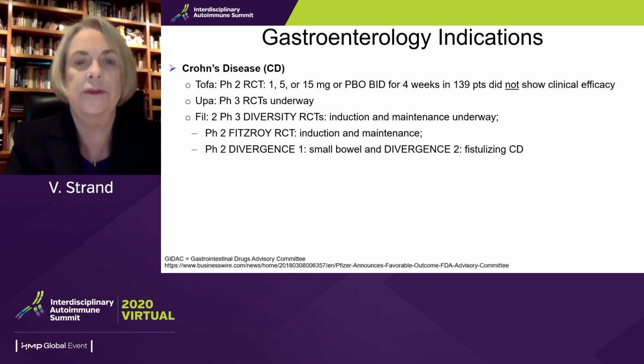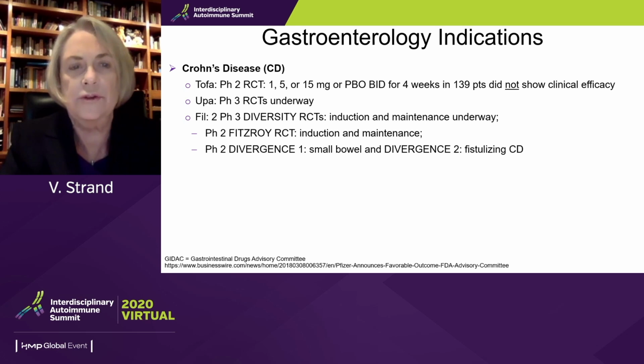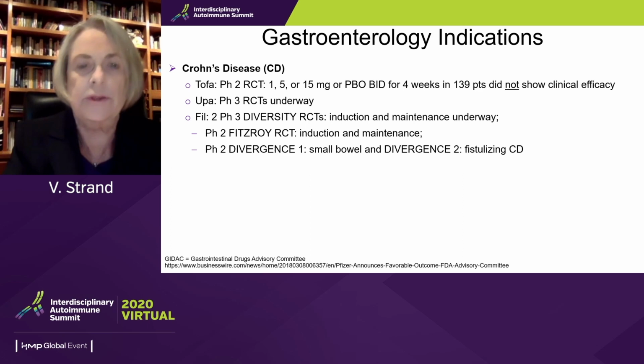Well, Crohn's disease, interestingly, tofacitinib trials did not show efficacy, but we really don't know whether it was the trial design or the outcome measures, because that's always been a challenge in Crohn's disease. Upadacitinib is in phase 3, filgotinib is now in phase 3.